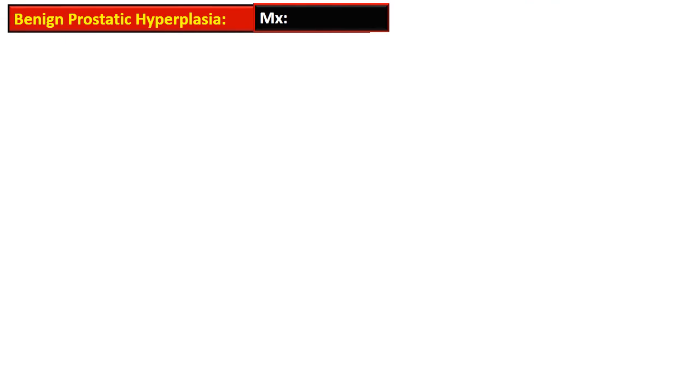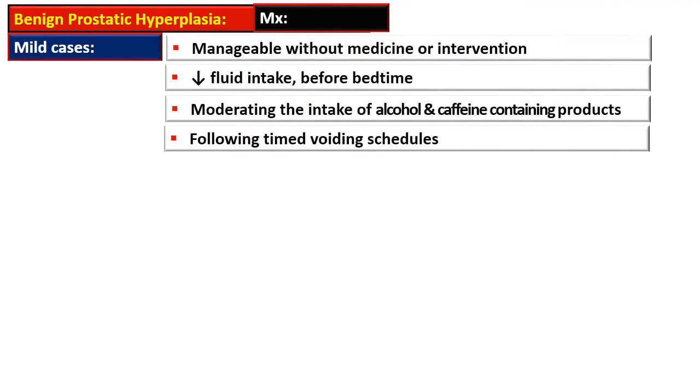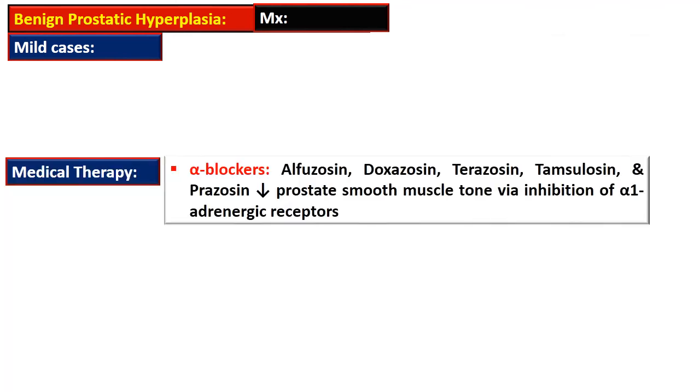Now, mild cases of benign prostatic hyperplasia can be managed without medicine or intervention by decreasing fluid intake before bedtime, moderating the intake of alcohol and caffeine containing products if the patient is taking any of these, and following timed voiding schedules. The medical therapy for benign prostatic hypertrophy comprises two pharmaceutical agents.